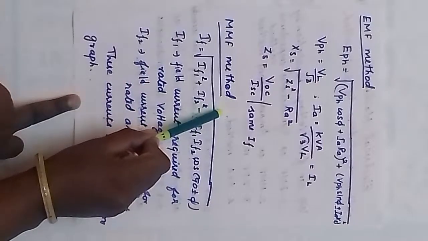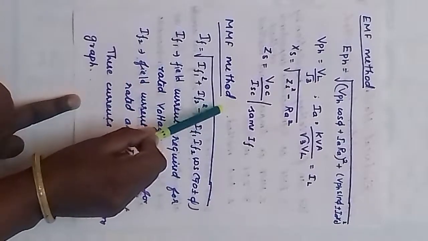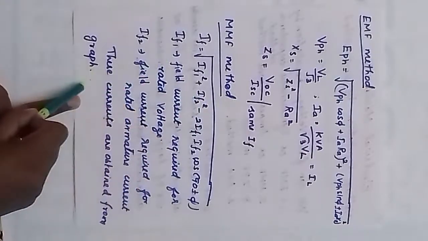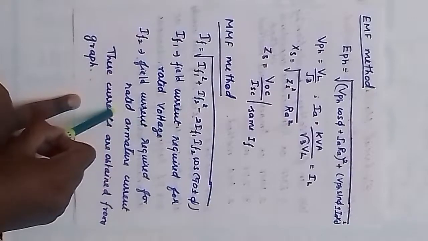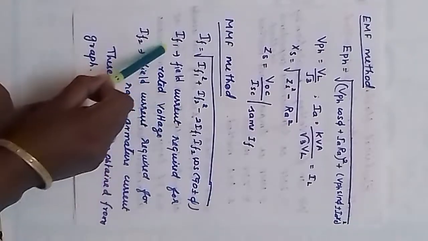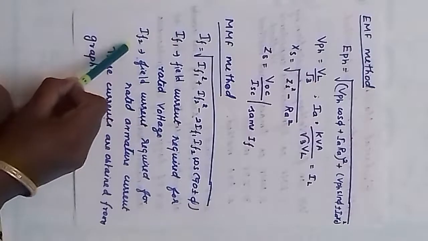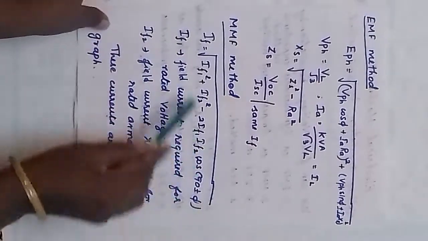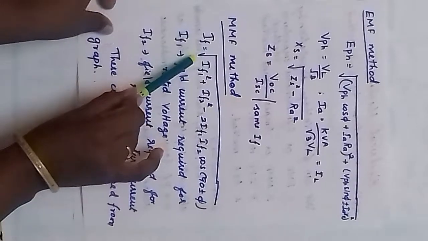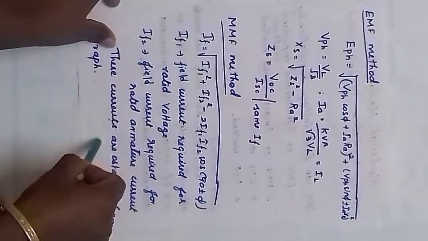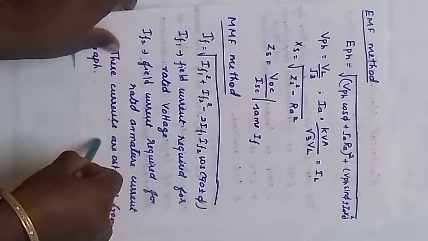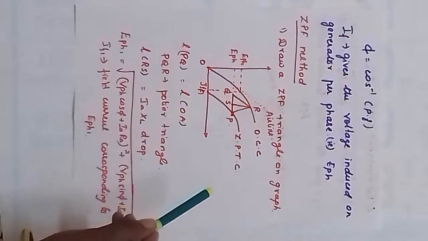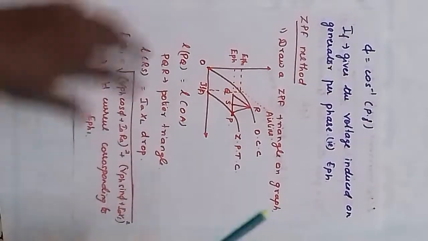So for solving problems on the MMF method, we have to go for a graph consisting of the open circuit characteristics and the short circuit characteristics. From the OCC, we can get the value of IF1. From the SCC, we can get the value of IF2. And after finding this IF, we can get the induced EMF E phase from the graph. And then again by using the formula (E phase minus V phase) divided by V phase into 100, we can get the value of regulation.